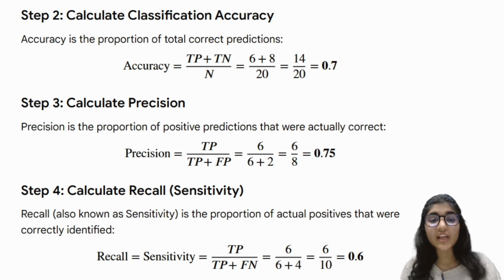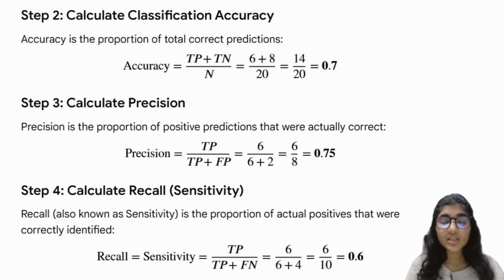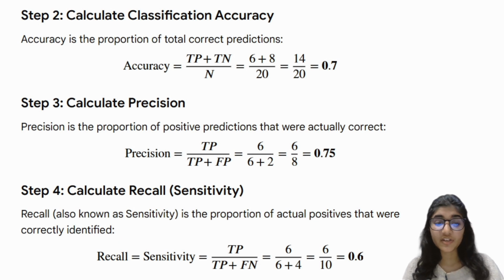Then step 2 is to calculate classification accuracy. The accuracy is the proportion of the total correct predictions. That is TP plus TN upon n. So it is 6 plus 8 by 20, that is 14 by 20, that is 0.7. Then step 3 is to calculate precision.